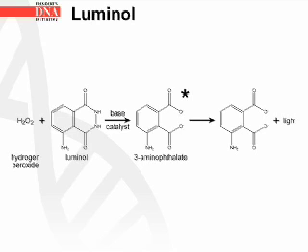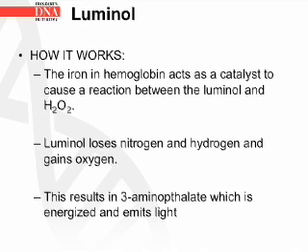Now let's go over luminol, another reagent that is used to test for blood. Hydrogen peroxide plus luminol in the presence of a base and a catalyst gives 3-aminophthalate. The 3-aminophthalate gives off light. How luminol works: the iron in hemoglobin acts as a catalyst to cause a reaction between the luminol and hydrogen peroxide. The luminol loses nitrogen and hydrogen and gains oxygen. This results in 3-aminophthalate, which is energized and emits light.